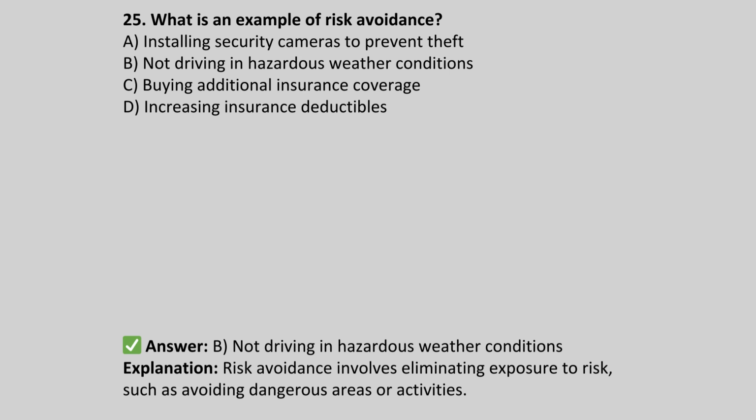What is an example of risk avoidance? A. Installing security cameras to prevent theft. B. Not driving in hazardous weather conditions. C. Buying additional insurance coverage. D. Increasing insurance deductibles. Answer: B. Not driving in hazardous weather conditions. Explanation: Risk avoidance involves eliminating exposure to risk, such as avoiding dangerous areas or activities.